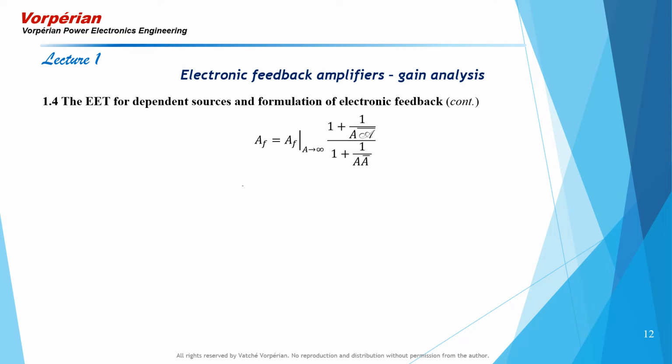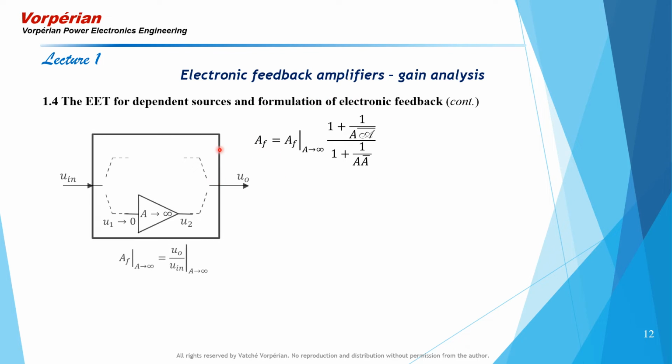Let us now look at the individual components of the feedback formula given by the extra element theorem. First, let's look at the ideal closed loop gain, in which we let A go to infinity. So when we let A go to infinity, U1 will shrink to 0. So if A represents, let's say, the beta of a transistor, beta IB, then if beta goes to infinity, the base current that it depends on will shrink to 0.